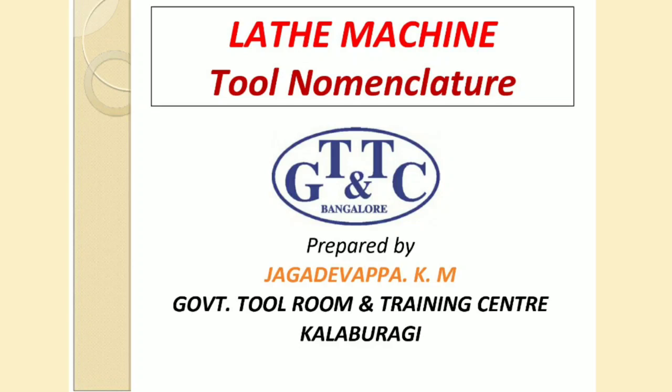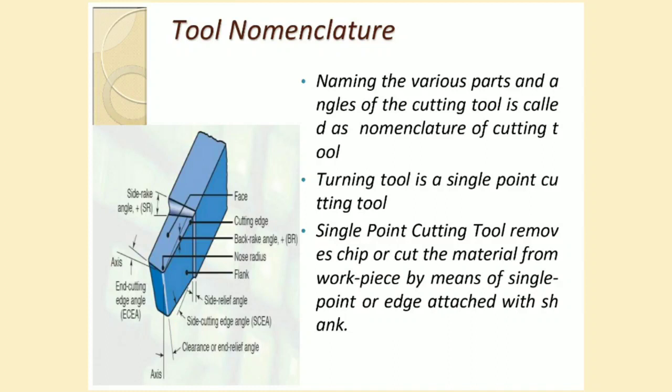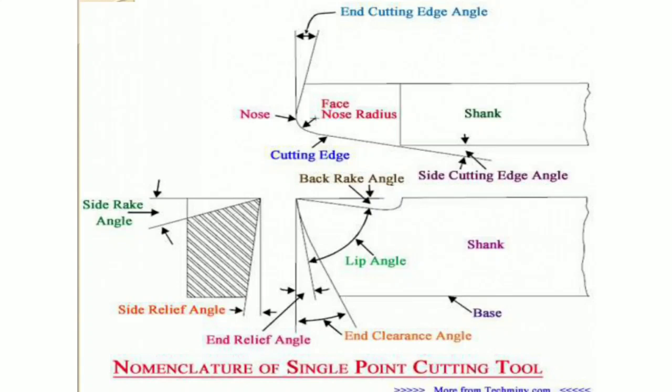Today I am going to explain to you about tool nomenclature of lathe machines. In a lathe machine we are going to use a single point cutting tool. Tool nomenclature means the systematic naming of the various parts and angles of the cutting tool.